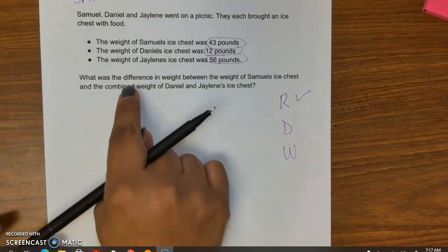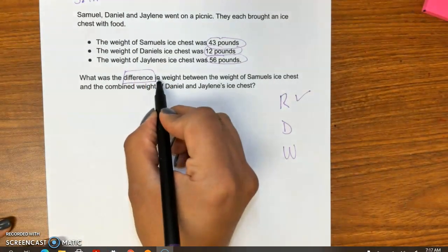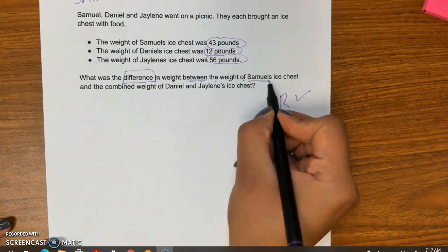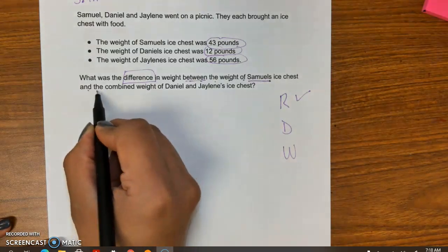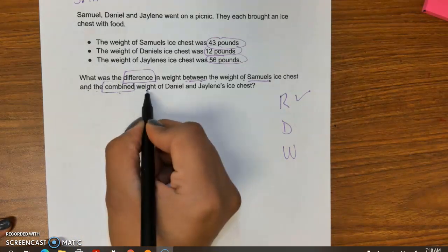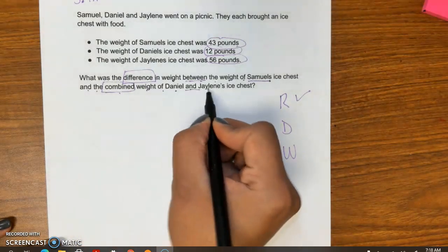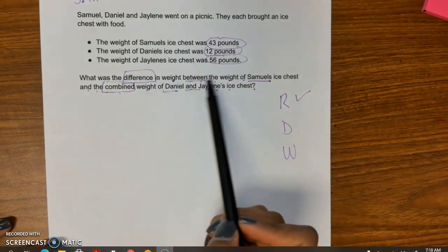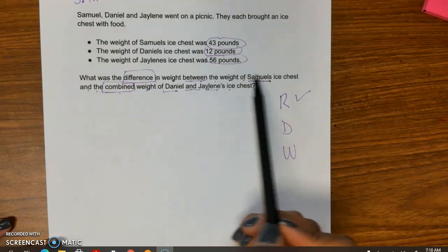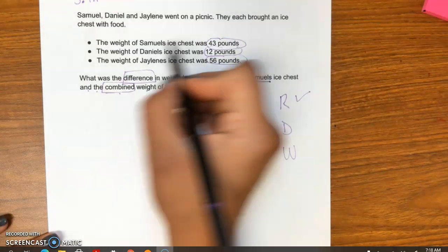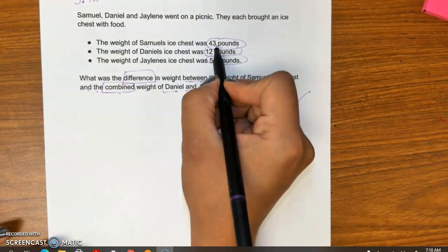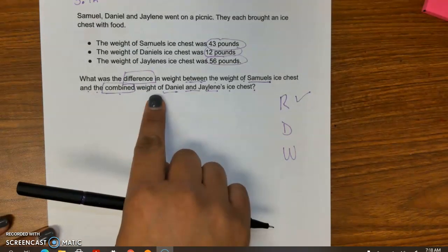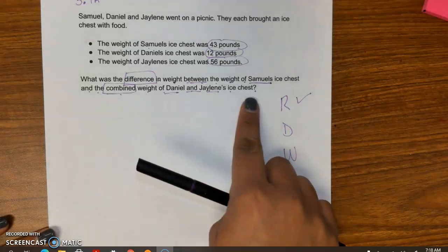What was the difference in weight between the weight of Samuel's ice chest and the combined weight of Daniel and Jaylene's ice chest? Alright, so we know there's a difference here between the weights. And so we see that Samuel's is the different one. So if you see Samuel, he's the first one up here, okay? Then look at the second part of the question. And the combined weight of Daniel and Jaylene's ice chest.